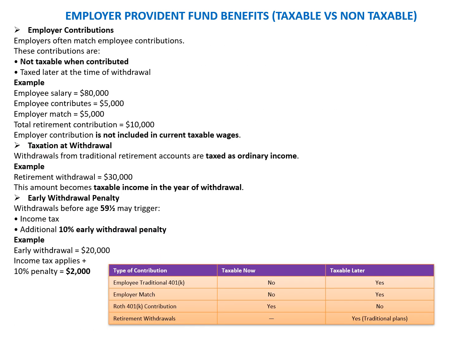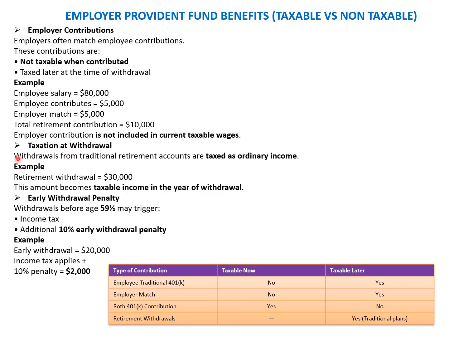Okay, now we have understood the concept of contribution to the retirement plans by the employee, and we understood that any contribution made by the employee to 401k funds is deducted from the gross salary to arrive at the taxable salary. Let's look at the treatment of the employer contribution. An employer often matches the employee contribution, and it is not taxable when contributed. It is taxed later at the time of withdrawal. So the employee salary is 80,000, employee contribution 5,000, employer matches 5,000. Total retirement contribution is 10,000, but only 5,000, which is the employee contribution, will be reduced to arrive at the taxable salary. The employer portion would be non-taxable.